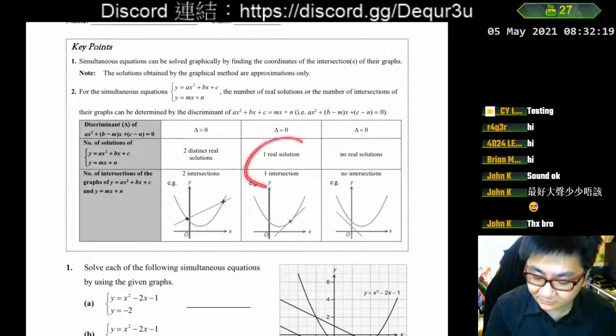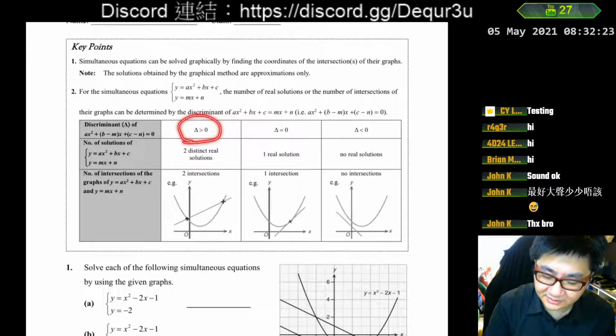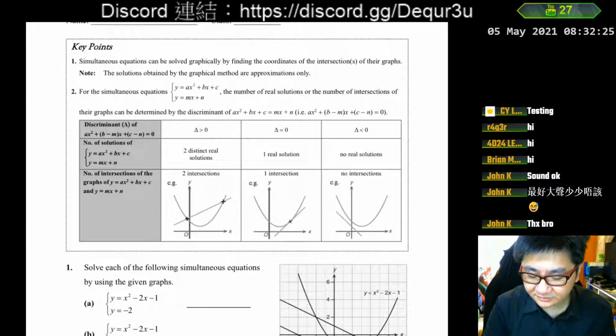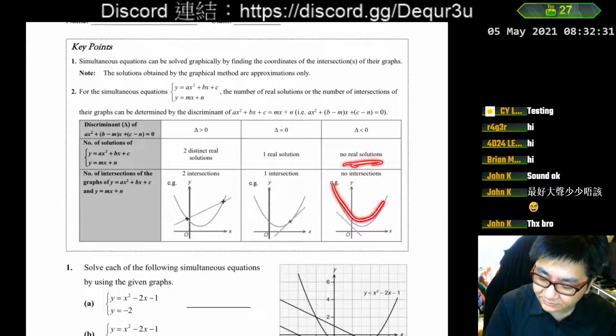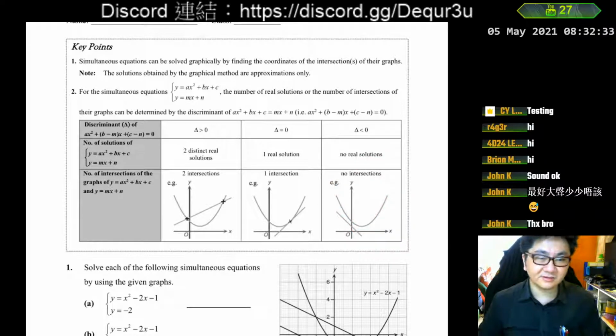Only one intersection point. And of course, the other one, delta bigger than 0, two solutions. So two intersections. And delta less than 0 means no solution. So no cutting at all, no intersection at all.